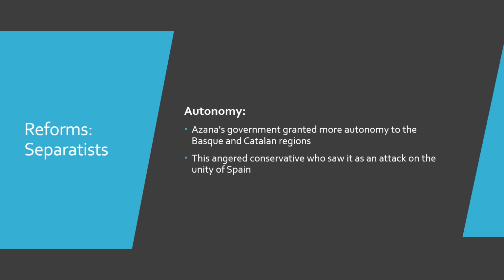When the Second Republic came into power in 1931, Azaña gave Catalonia a degree of autonomy. It got its own parliament, it could make its own laws and decrees, it controlled its own education, meaning that the Catalan language could now be taught again in Catalan schools, and this really angered the right, who feared it threatened the very existence of Spain.